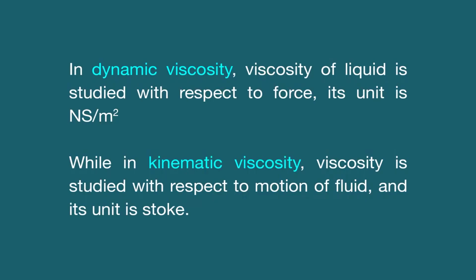Next, we will discuss different types of viscosity. There are two types of viscosity: dynamic viscosity and kinematic viscosity. In dynamic viscosity, the viscosity of a liquid is studied with respect to force. Its unit is Newton second per meter square. While in kinematic viscosity, viscosity is studied with respect to motion of fluid and its unit is Stoke.